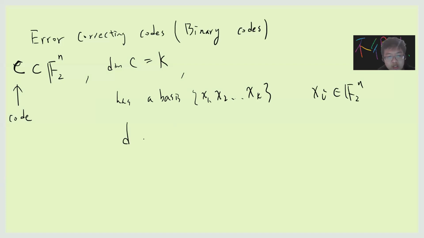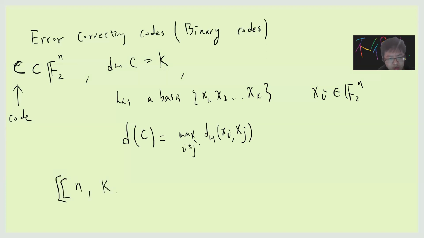Then we can define the distance of the code to be the minimum Hamming distance between xi and xj, where i is different from j. In notation, people will write this as an [n, k, d] code. So this is a linear code. Basically a binary code is just a subspace of F2 to the n.